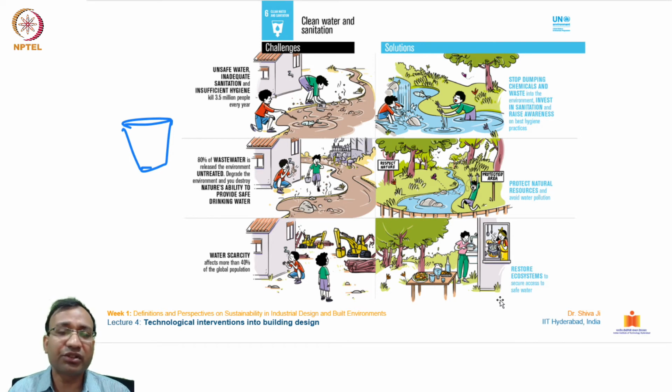So these solutions are not rocket science. They are not very complicated to understand or difficult to grasp, but they must go into our practices.